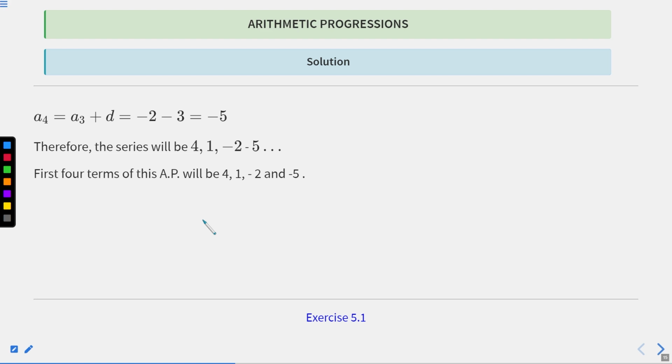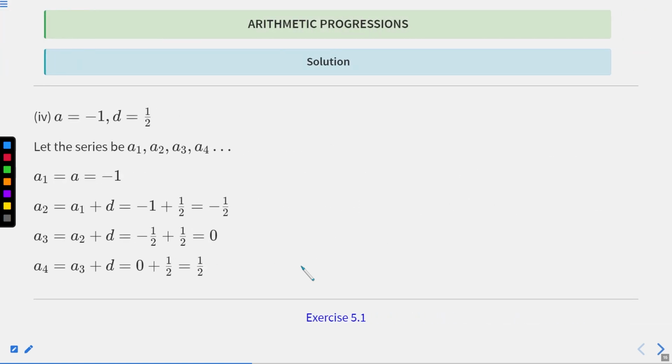So therefore the series will be 4, 1, -2, -5, and so on. So the first four terms of this AP will be 4, 1, -2 and -5. Now let us see the fourth one.